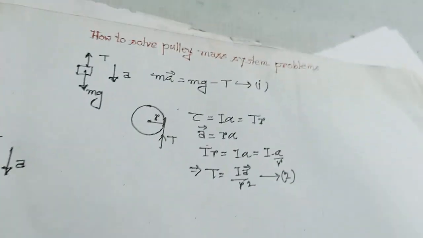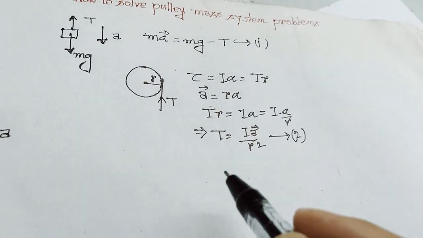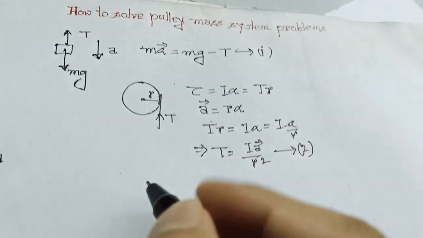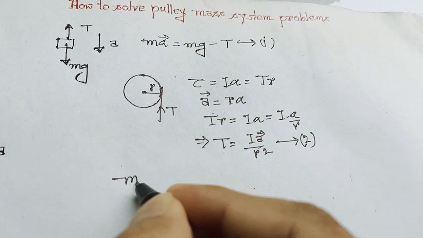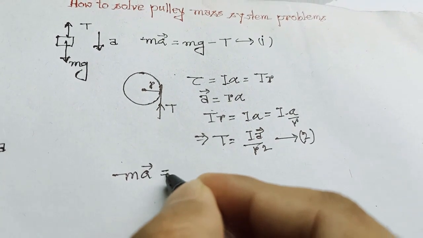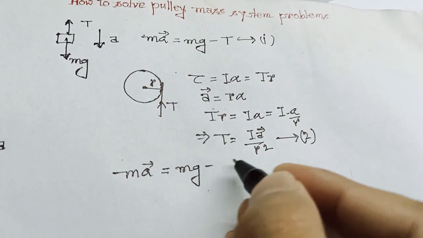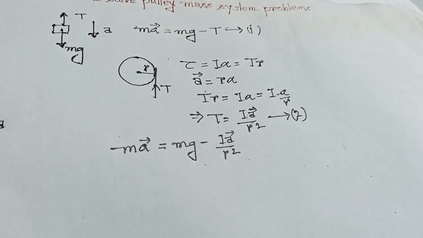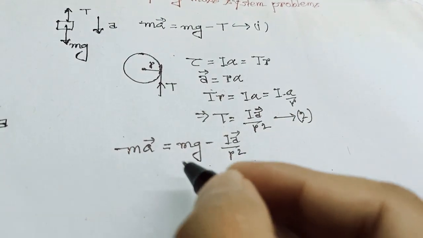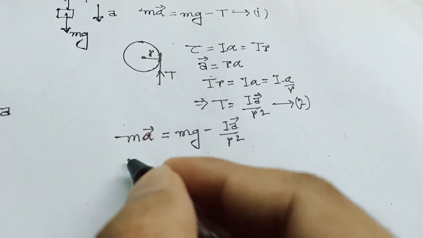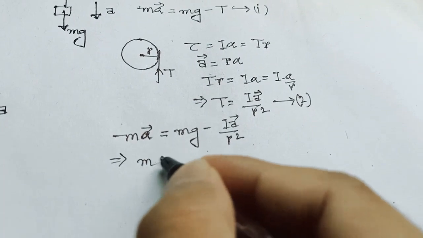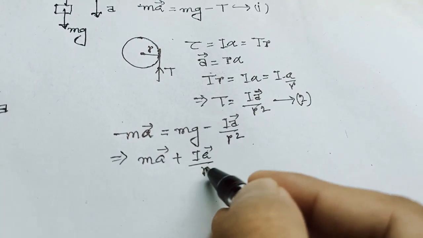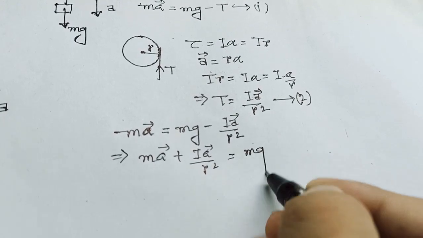Now we'll substitute the value of tension force from equation number 2 into our equation number 1. Then our equation will become ma equal to mg minus I a divided by r square. Now we'll collect all the acceleration terms on one side and the remaining terms on the other side. After doing that, we'll get ma plus I a divided by r square equal to mg.